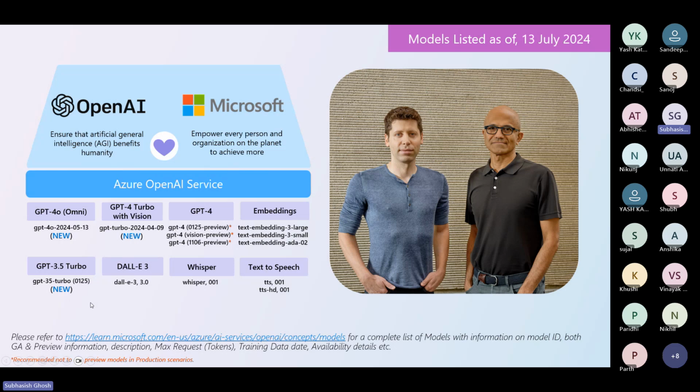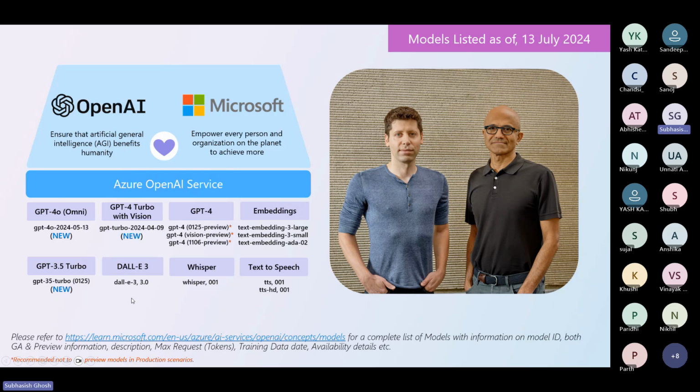And the DALL-E model, if you're aware of it, generates images from text prompts. And DALL-E 3 is generally available for use right now. It also has REST APIs, correct? And both DALL-E 2 and DALL-E 3 have client SDKs as well. Whisper is also very important. Whisper is again an Azure OpenAI model. It can be used for speech to text, what we call STT.